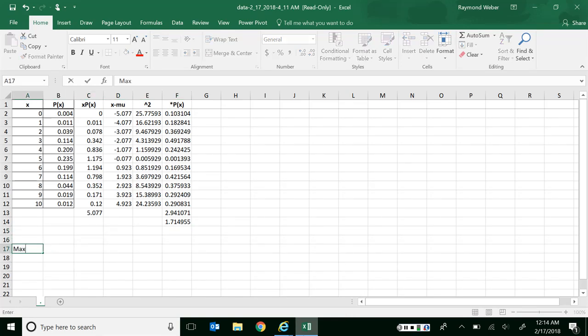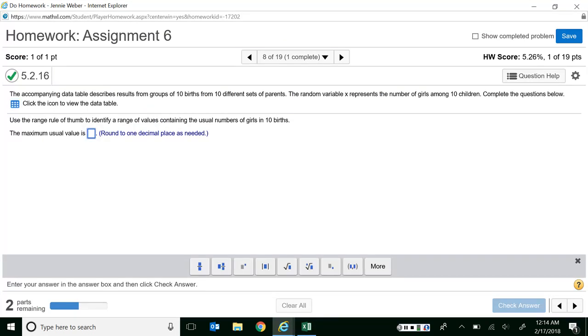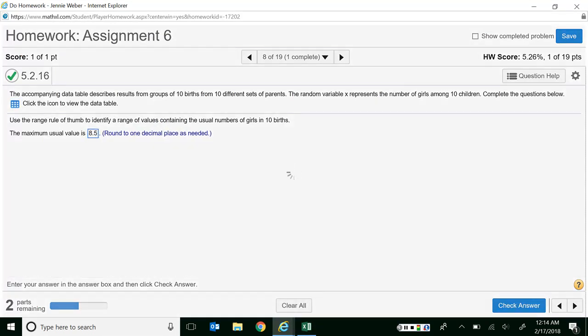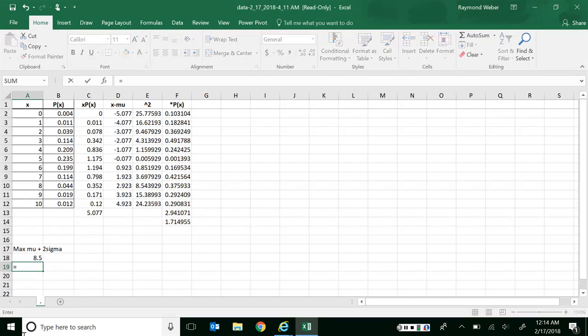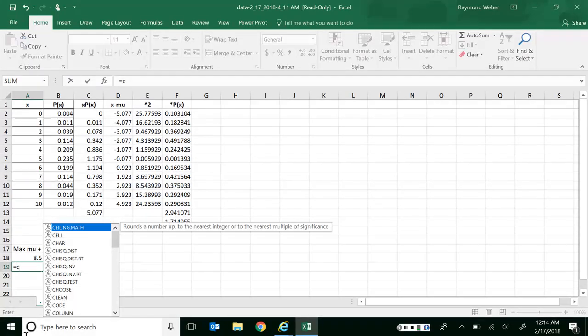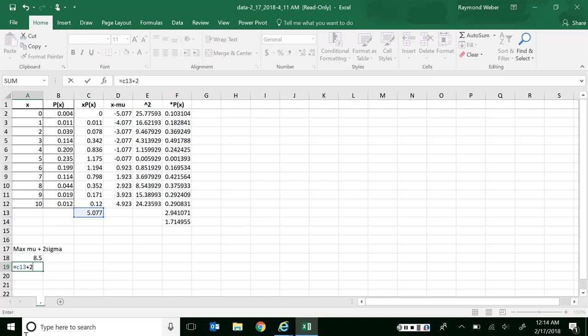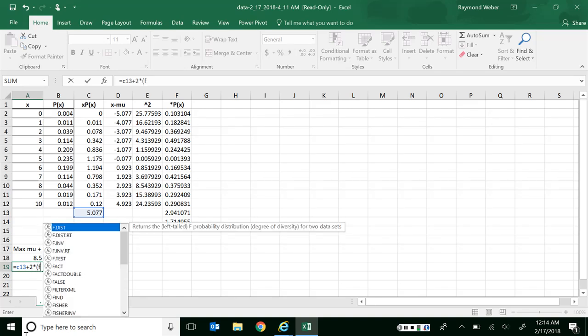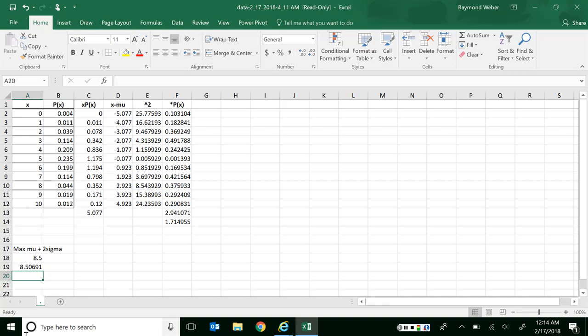So now the maximum value is mu plus 2 sigma. So that's 5.1 plus 2 times 1.7, and so it's 8.5. So I'm going to put an 8.5 here. As a note, I usually never round. I would usually do C13 plus 2 times F14.